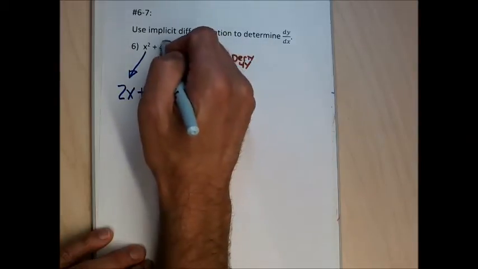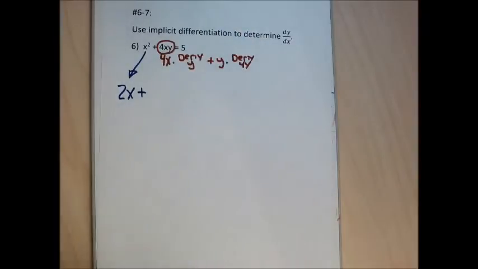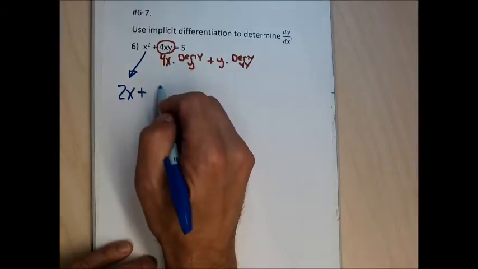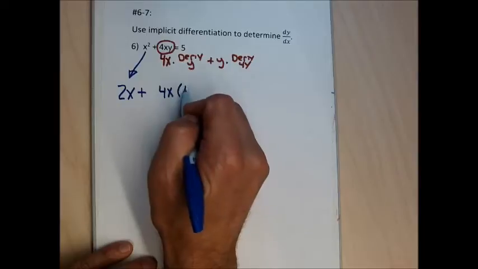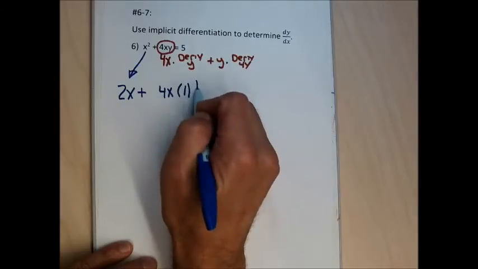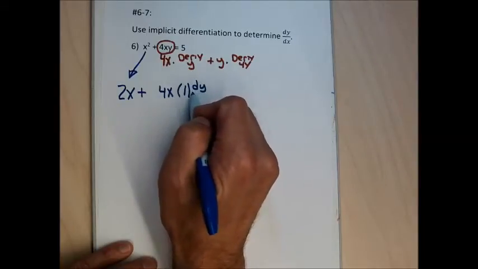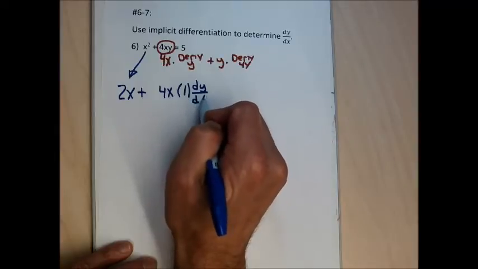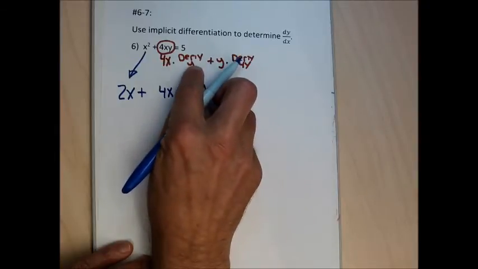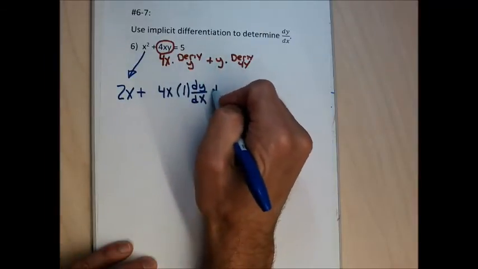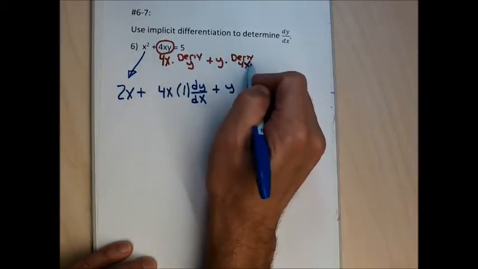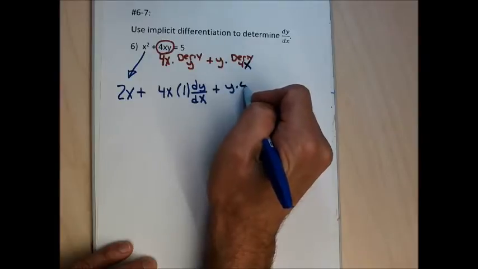So I'm doing the derivative of 4xy. There's multiplication, so I need the product rule. I wrote down in red what the product rule tells me to do. The first piece says take 4x times the derivative of y. The derivative of y is 1. When we're doing implicit differentiation, anytime I take a derivative with a y, I tack on a dy/dx. So the derivative of y is 1 dy/dx. And then plus y times the derivative of 4x. The derivative of 4x is 4.